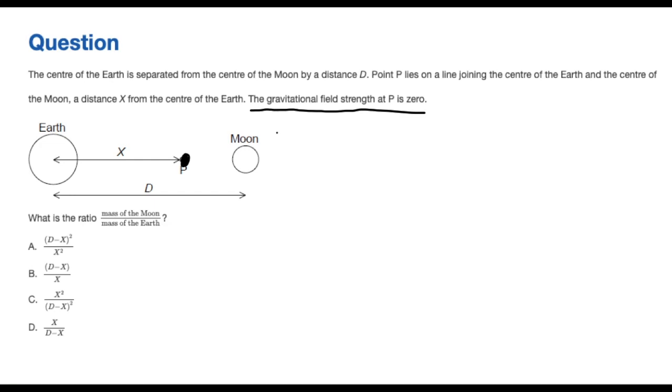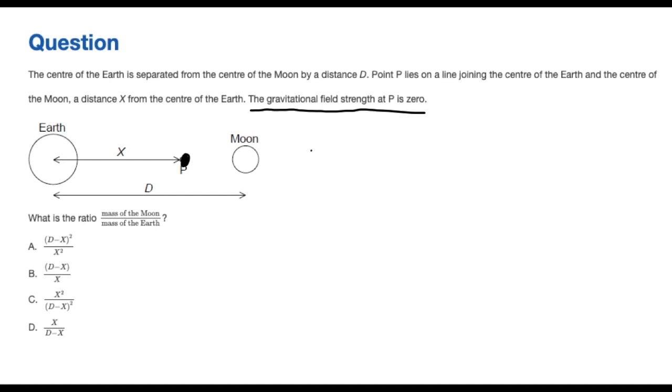Essentially, what it's alluding to is that we need to equate two equations for the point P, the gravitational field strengths due to the earth and due to the moon at point P, because the gravitational field strength at this point will cancel out and be 0. They'll be equal to each other.